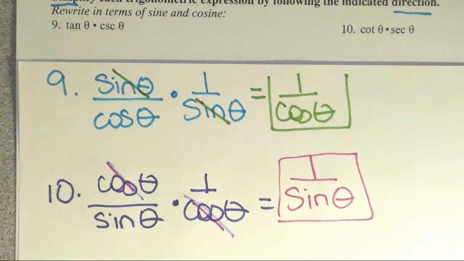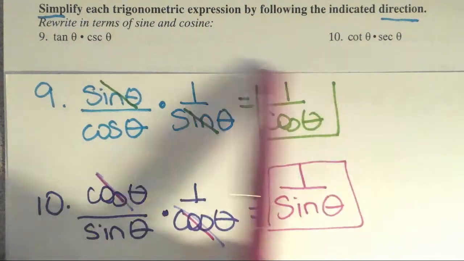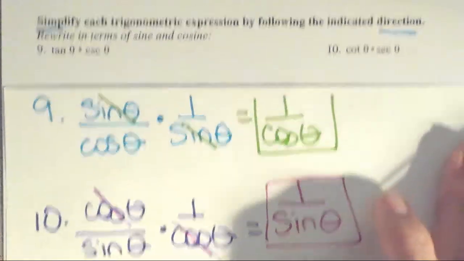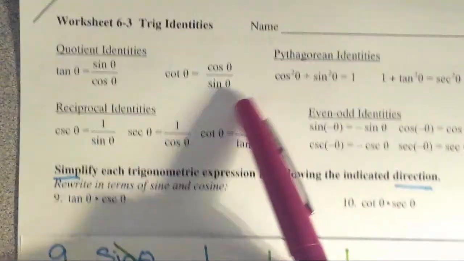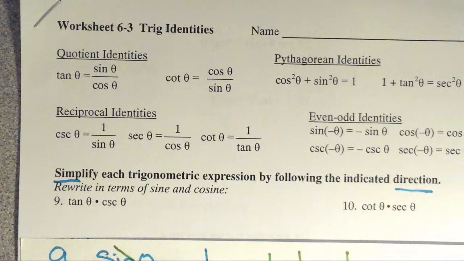And we're done. So you might see something like either one of these on your test where they ask you to rewrite it in terms of sine and cosine, and then you have to simplify. In order to be able to do either of these two problems on the test, you have to know these identities. If you don't know these identities, you won't be able to do problems like 9 and 10.